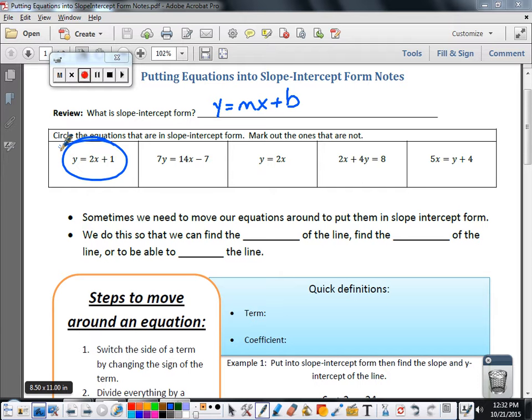The next one, 7y equals 14x minus 7. Is that written in slope-intercept form? No. So we're going to cross it out. How about y equals 2x? Is that written in slope-intercept form? Yes. Absolutely. What is the slope of that one? 2. What's the y-intercept? 0. It has an invisible plus 0, if you remember. How about the next one? Is that slope-intercept form? No.